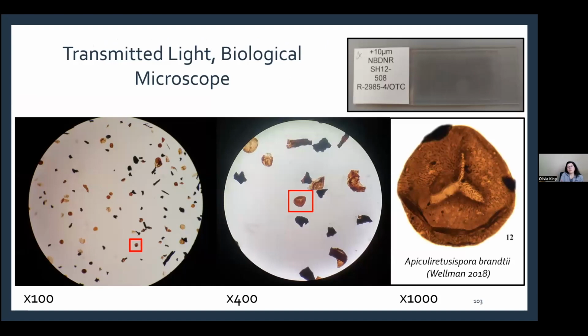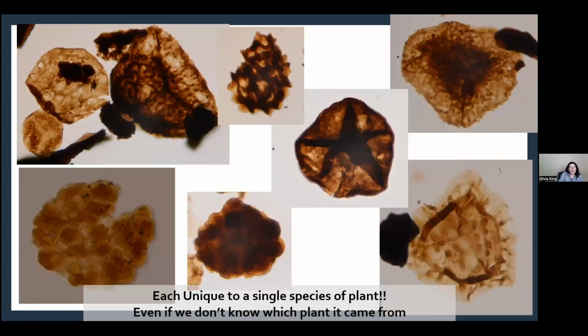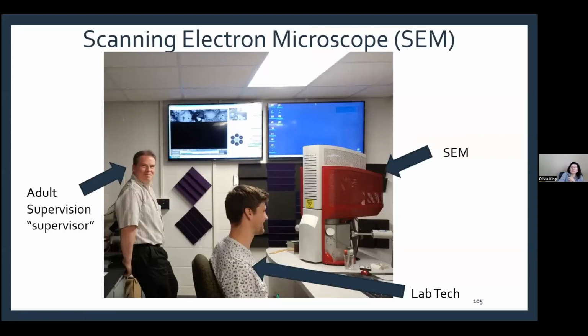So we use a transmitted light microscope, like seen in the previous slide, to start looking and identifying these based off of their morphology. Each one is unique and usually represents a single type of plant. So even if we don't know where the plant is, we do know that there are abundances of different types of plant at the time.